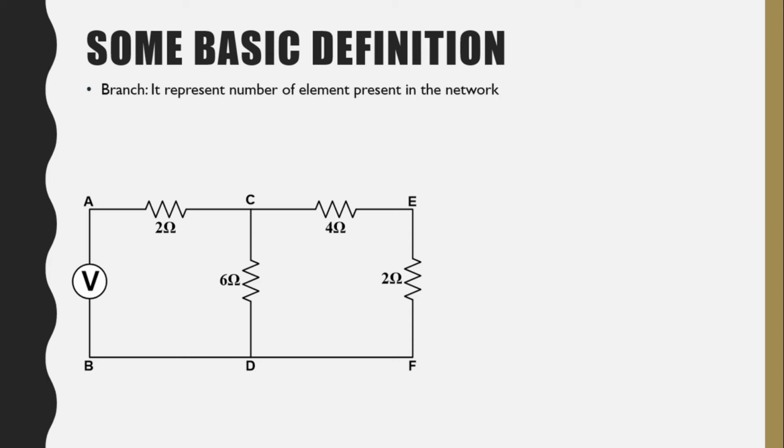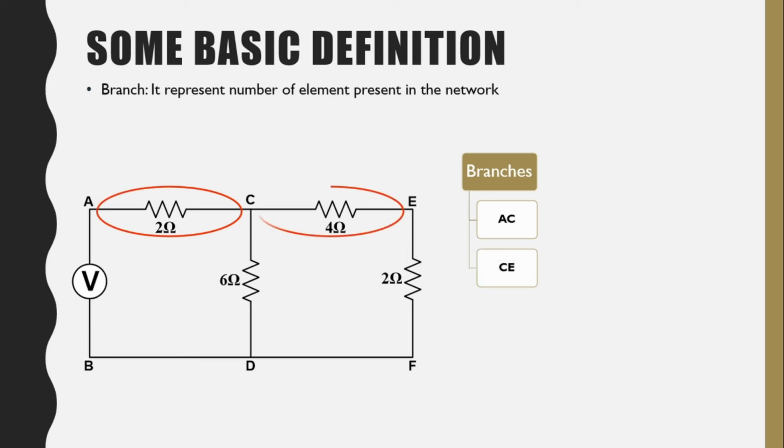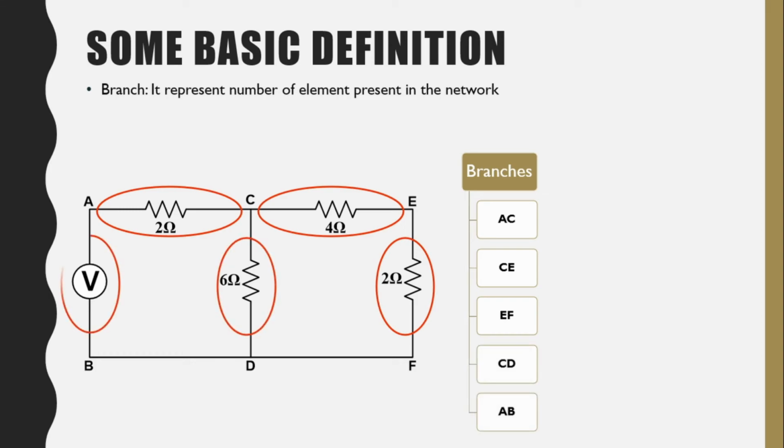Now what is a branch? As it is written, it represents number of elements present in the network. So you can observe that there are so many elements present between 2 points. Suppose there is an element of 2 ohm resistance between A and C. So first branch would be AC. Similarly, you can observe other branches that are CE, EF, CD and AB. One should note that any element present between 2 points can be said to be a branch.